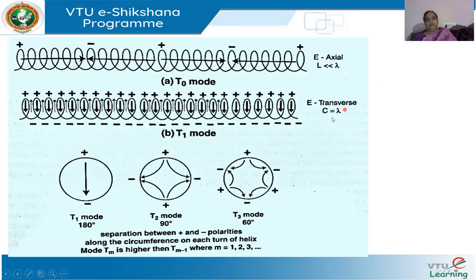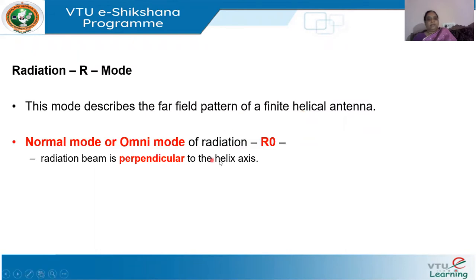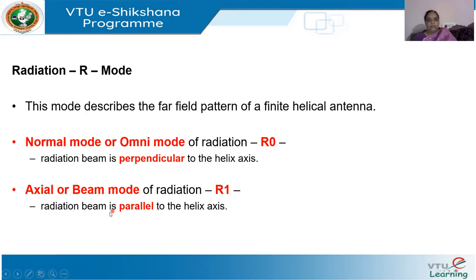When we have a larger helix antenna, E is transverse in direction. And these are the modes, T1 mode, where it will change the polarity in one turn. Here in T2, the polarity changes twice, and in T3, it will be thrice and so on. Then you have radiation mode. This describes the far field pattern of a finite helical antenna. The far field pattern can be perpendicular to the helix axis. If the radiation beam is perpendicular to the helix axis, it is a normal mode or omni mode. And if it is axial or parallel to the helix axis, it is an axial or B mode.